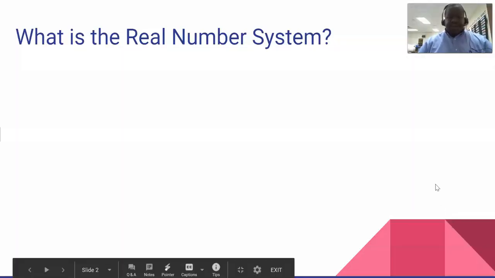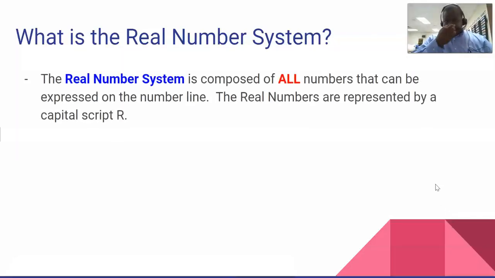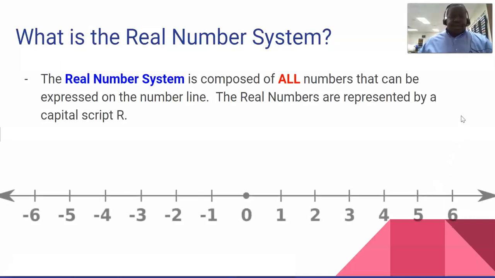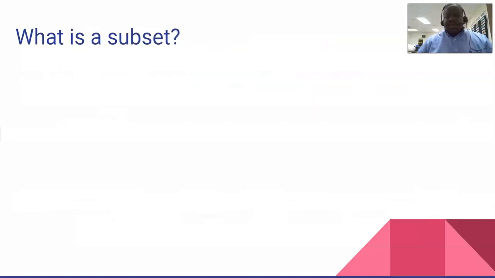So what is the real number system? The real number system is composed of all numbers that can be expressed on the number line. The real numbers are represented by a capital script R, and we see a number line here at the bottom of the screen. What is a subset?